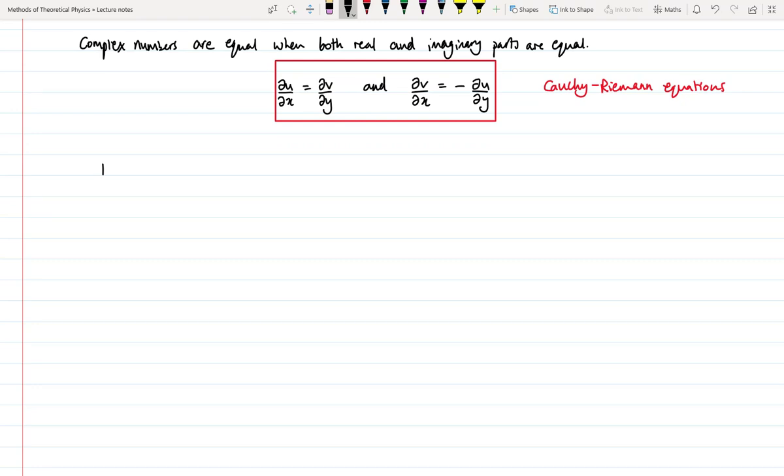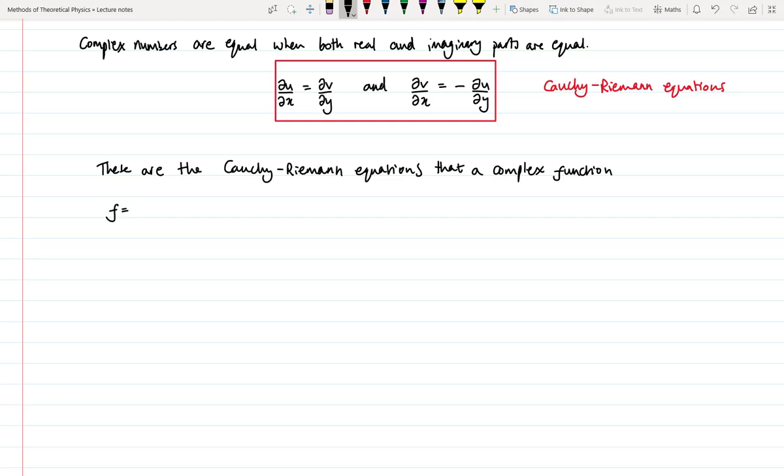To hammer home the point, these are the Cauchy-Riemann equations that a complex function given by f equals u plus iv must satisfy to be differentiable.